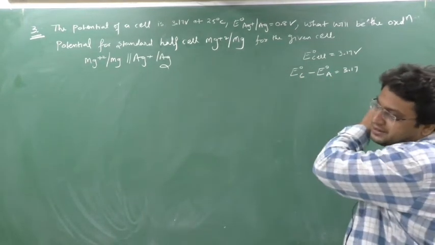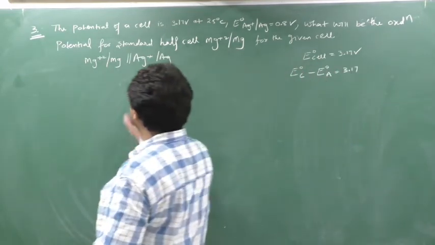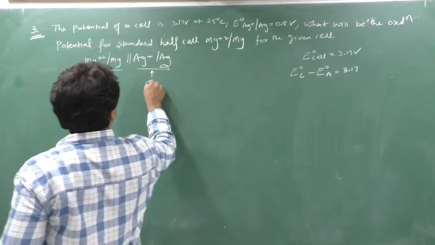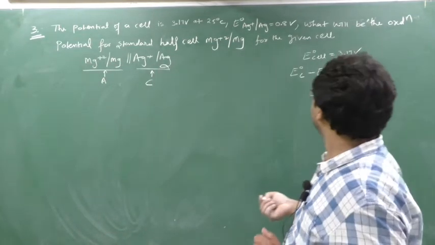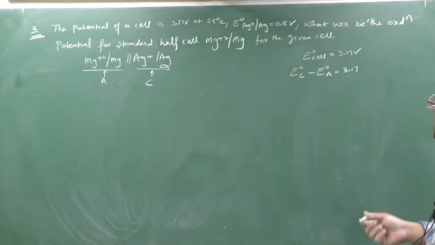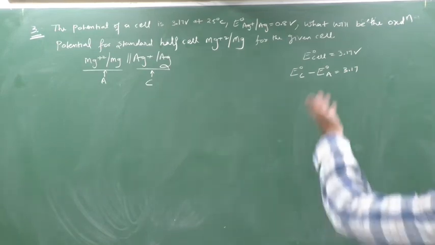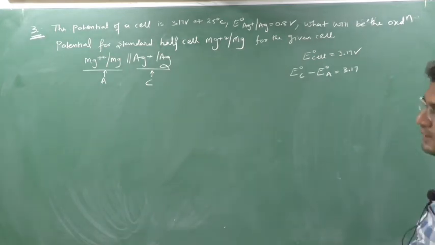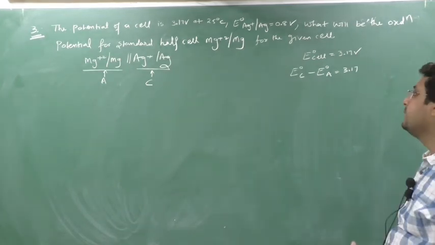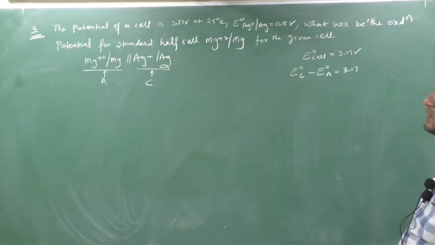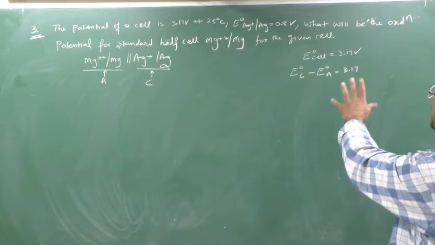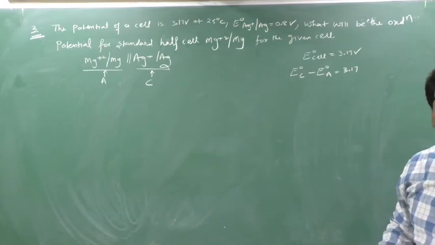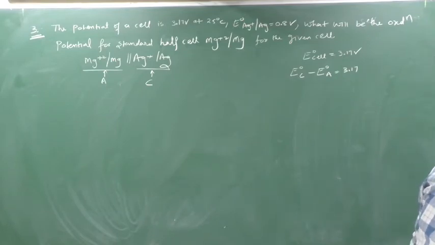It is very clear, no? They have given the cell representation. Always the first portion will be anode and the second portion will be cathode. Clear? So cathode is silver, anode is magnesium, and for silver they have given the value, and we are asked for the value of magnesium. Simple question. But listen to one thing here. I hope you understood this. Don't solve directly for the value of magnesium just by saying this. You have to show the cell reaction.